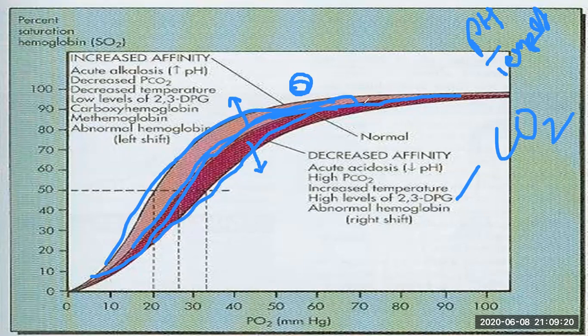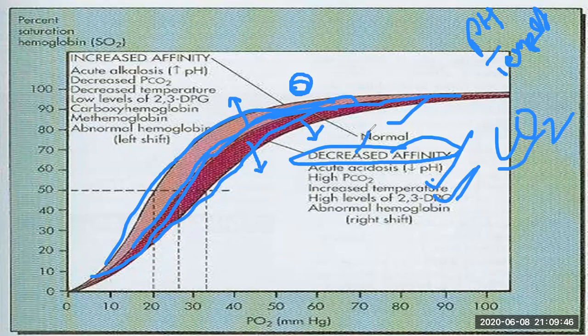Now I'm going to describe what happens when this graph shifts towards the right-hand side. It will decrease the pH, so then it will shift towards the right. Everything will increase: temperature increases, 2,3 BPG increases, CO2 concentration increases, except pH. When pH decreases, the OHDC curve shifts towards the right-hand side.